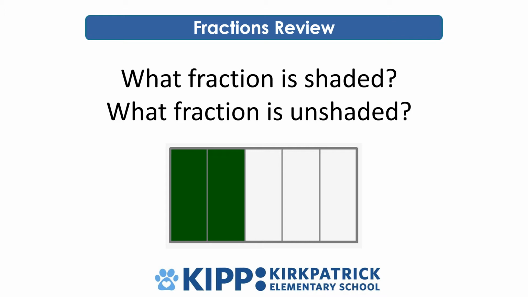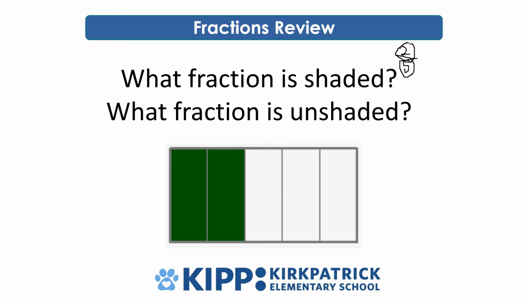It says, what fraction is shaded? What fraction is unshaded? So what I want to do first is bring my attention to this shape. I see that there are two pieces that are shaded in green. And I see that there are 5 pieces that make up the whole shape. Again, your numerator on top, the number of pieces being counted, and your denominator on the bottom, the number of pieces that make up the whole shape.